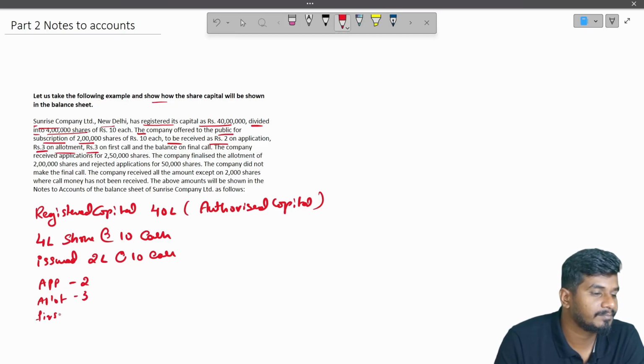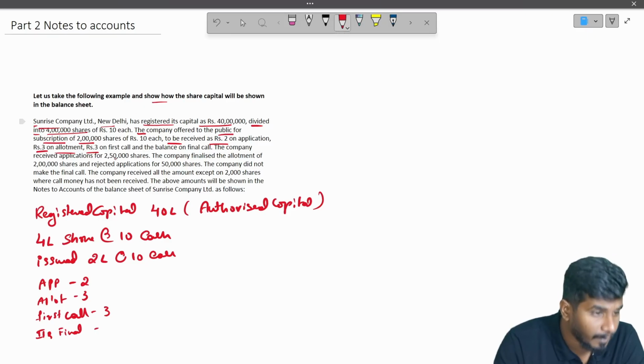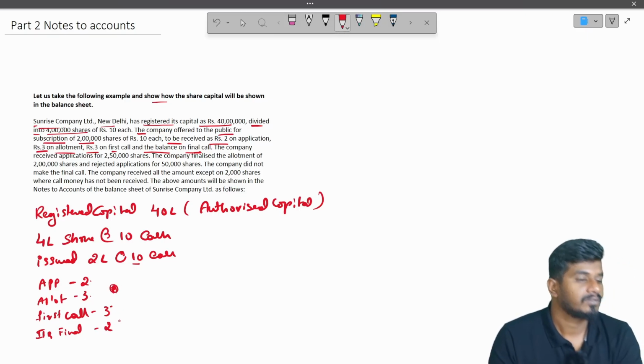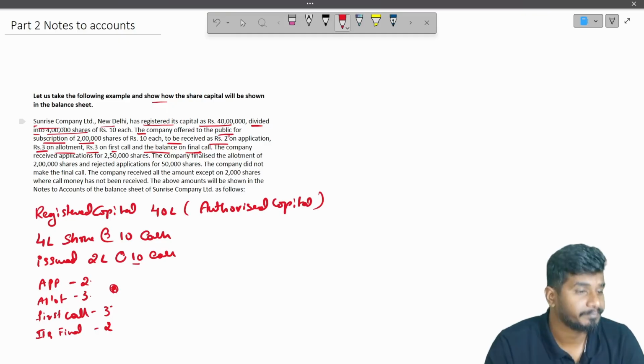And the first call again 3 rupees. And second and final call. This is the last installment, right? First and final call, and the balance on final call. So balance, what is the amount? Out of 10 rupees, how much in total? 2 rupees, 3 rupees, 3. So how much it is? 8, right? So remaining it is 2. So 2 rupees is for final call.